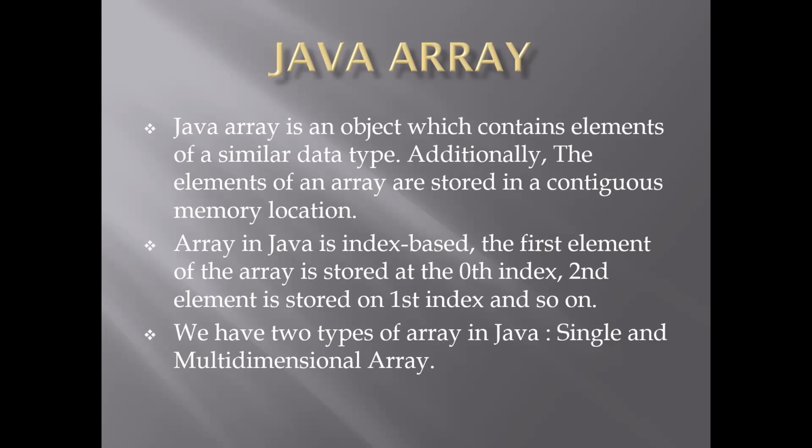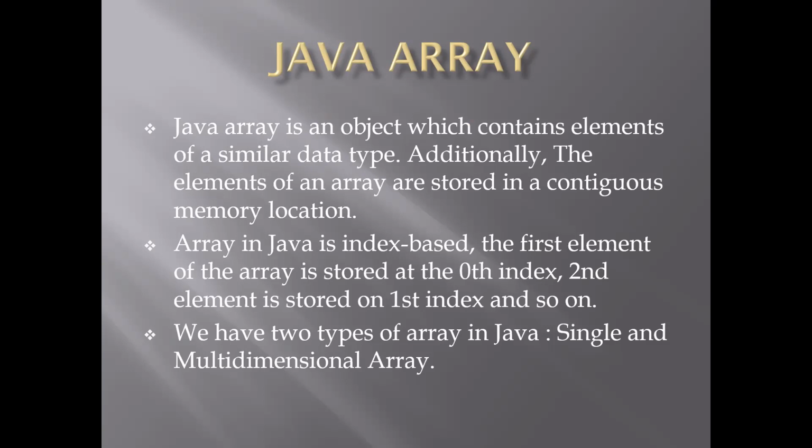Again, the array elements are stored in a contiguous memory location. You understand? They're all in a row. It's a bulk of memory allocated to store the elements of the array. All coming in a row in memory.